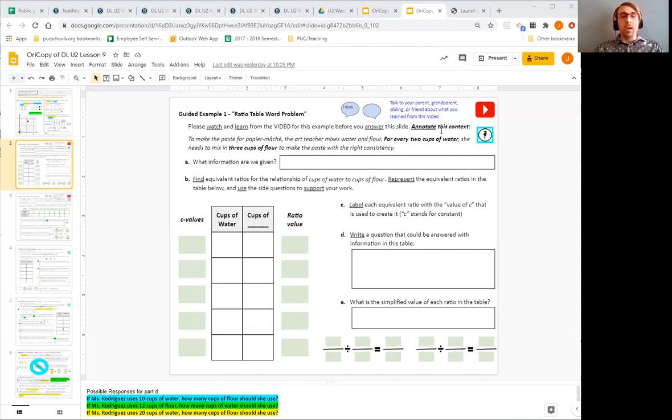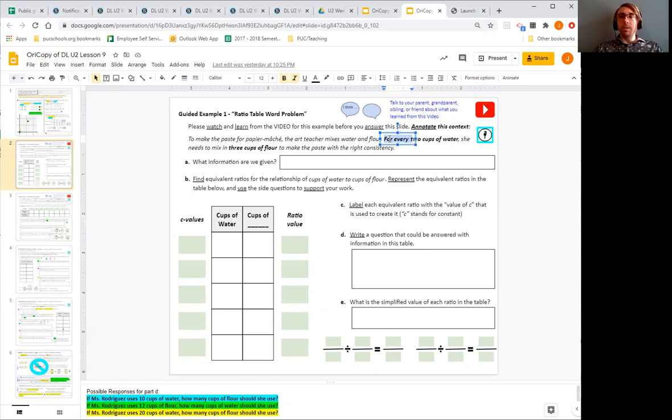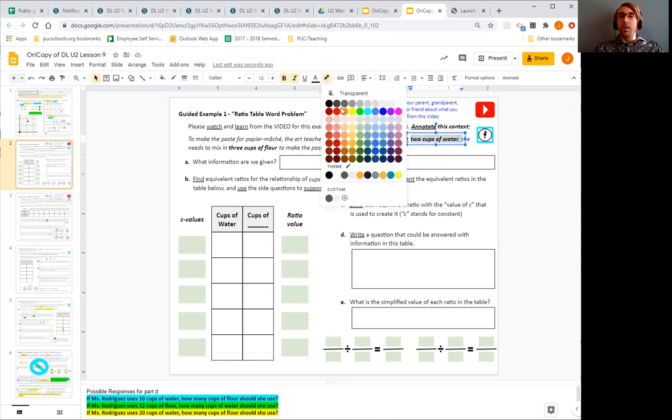So in this problem, after you've read it, you should have seen that "for every" is our ratio language. It lets us know that this problem is about a ratio. So I'm going to underline that. And then other key information is the 2 cups of water and 3 cups of flour. And so I would select that text and choose the highlighter next to these letters. Again, remember that the highlighter color should be one of these 3 so that it's easy to read. It stands out, but it's not removed from the text.